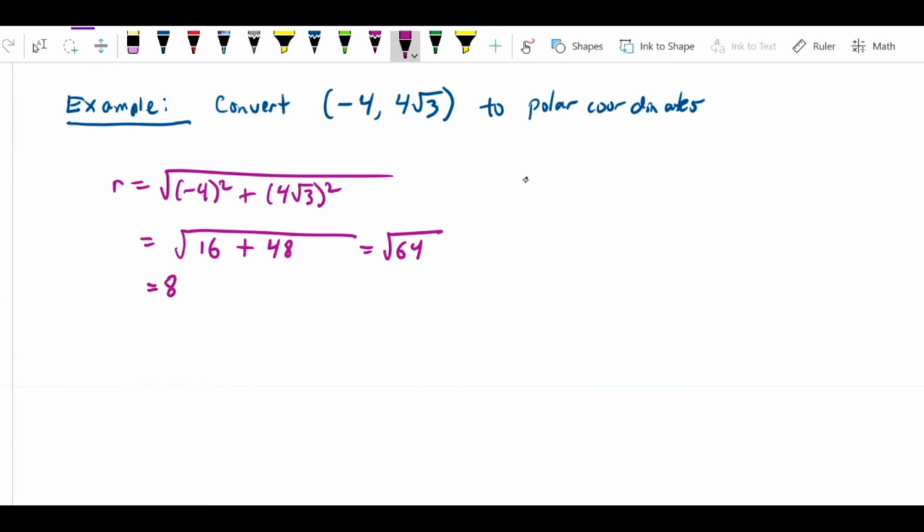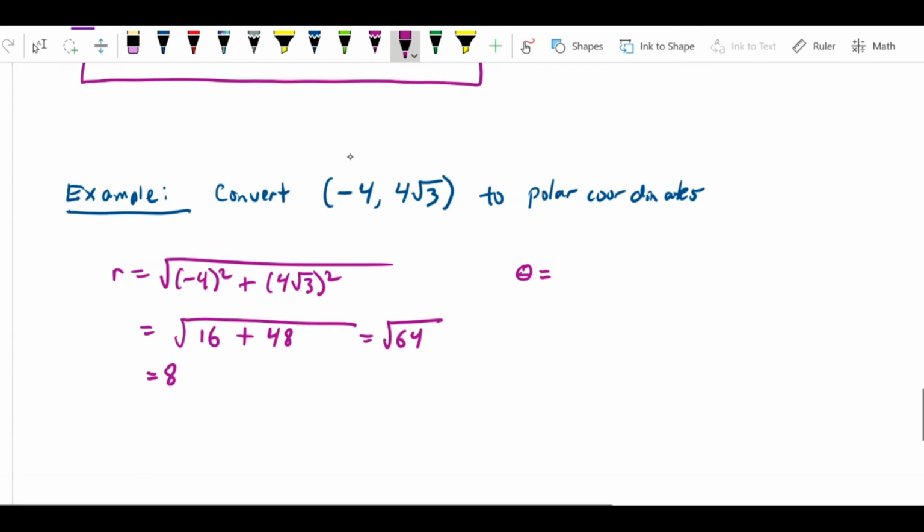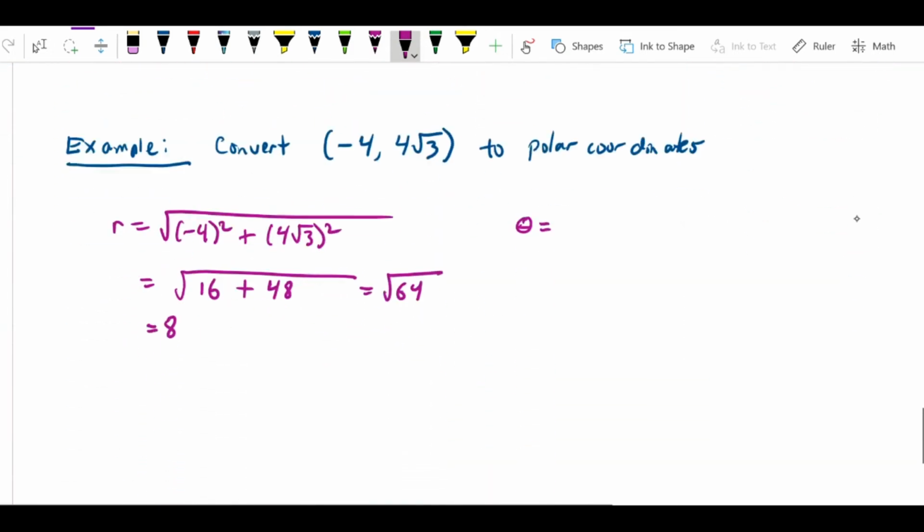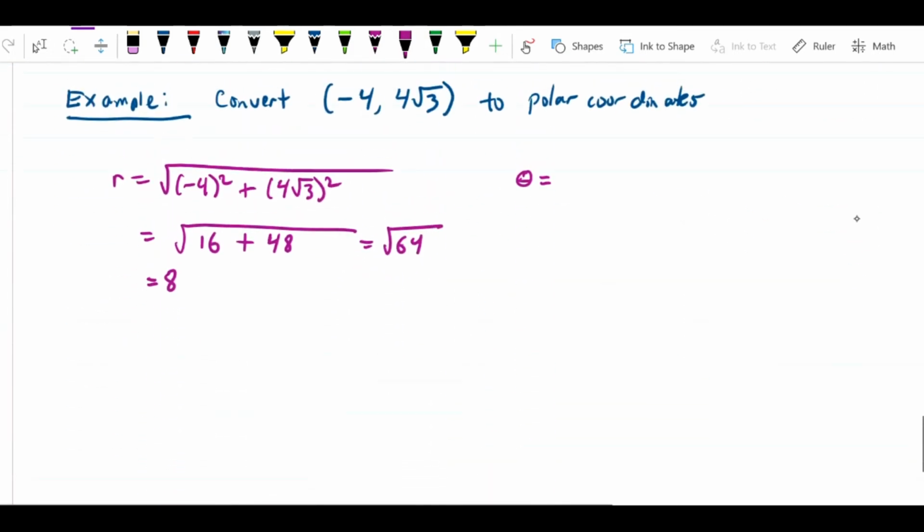Now let's do the theta part. Here we have x is less than 0, so I have to apply the second rule. That's the one where I find arctan of y over x, but then I add pi to it. So that is going to give me arctangent of 4 root 3 over negative 4. And then once I find that, I'm going to add plus pi.